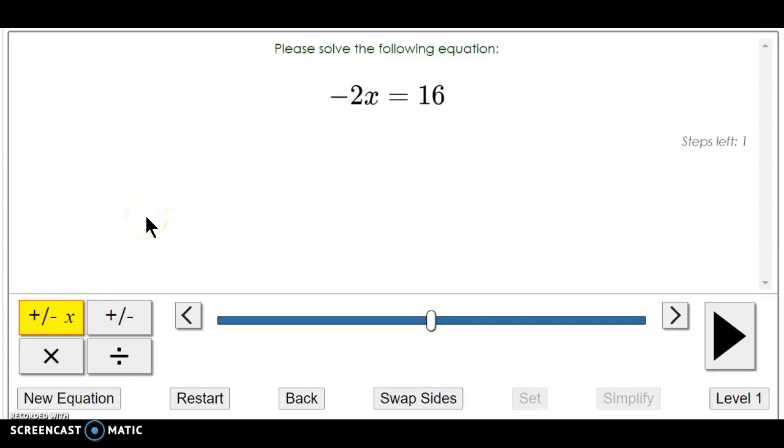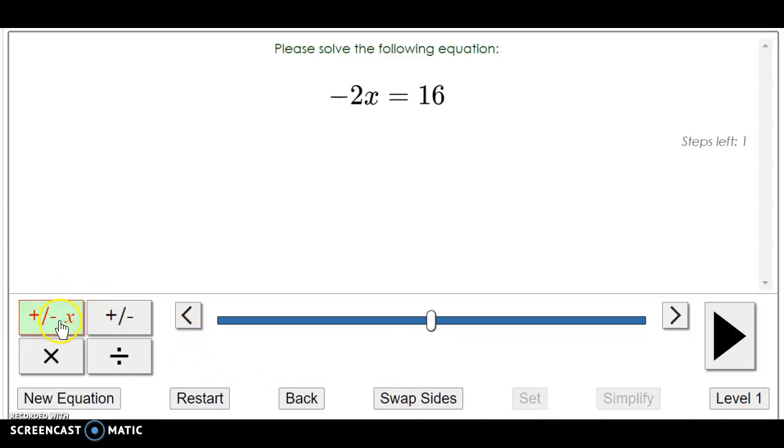Today I'm going to introduce another online software, a tool that could be used to practice how to solve algebraic equations. So you can see there's an equation given here. Underneath there's a few things you need to learn.